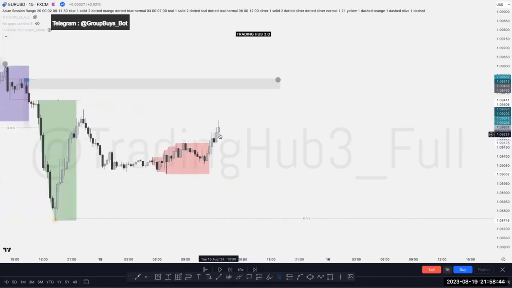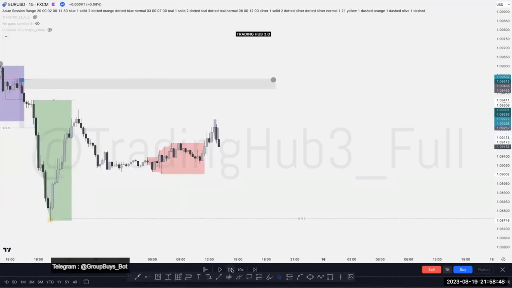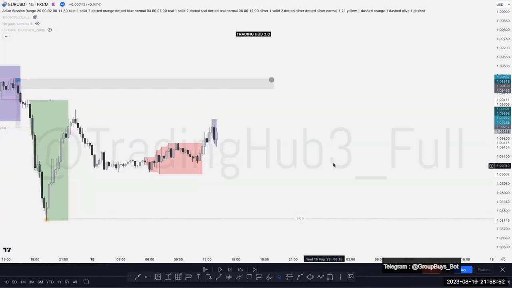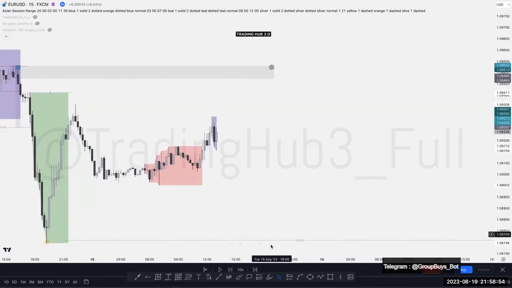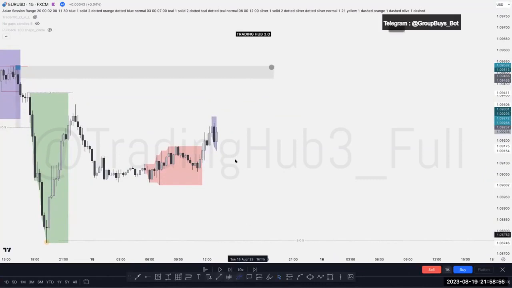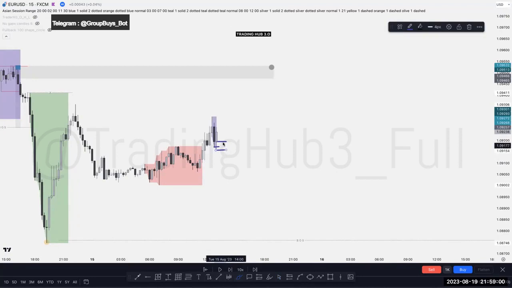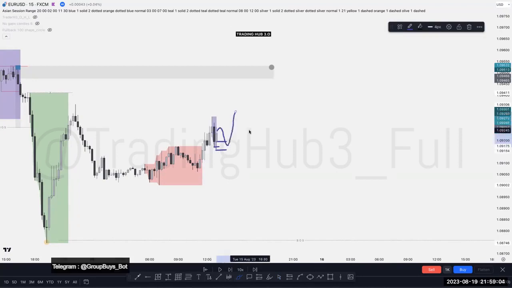Okay, you can see what happened here. Market pushes downside, and then look at this picture. This is the London session open here, and look at this one. The previous candle low is broken, and if price taps here, we can buy here, right?